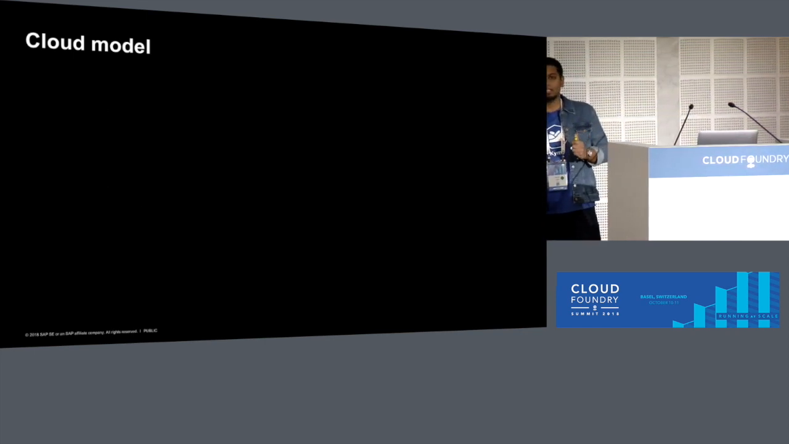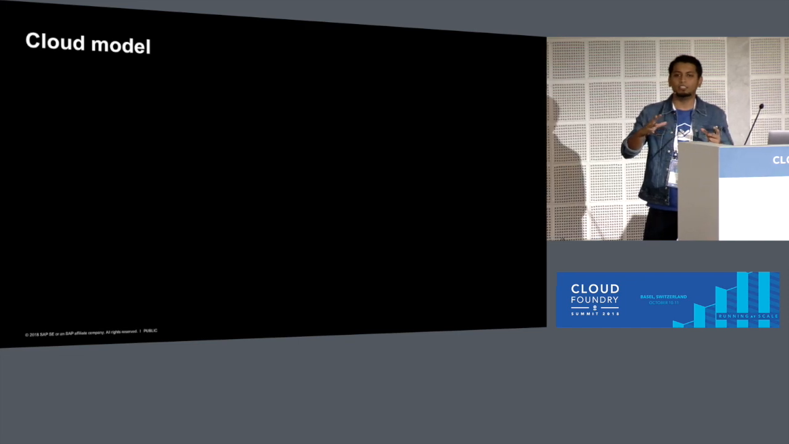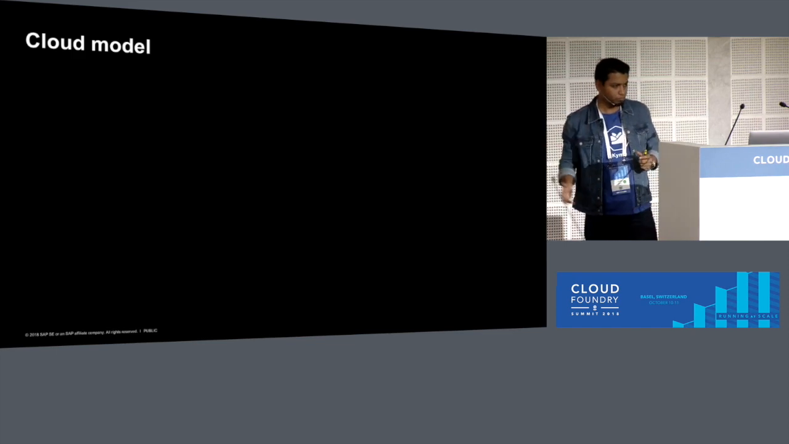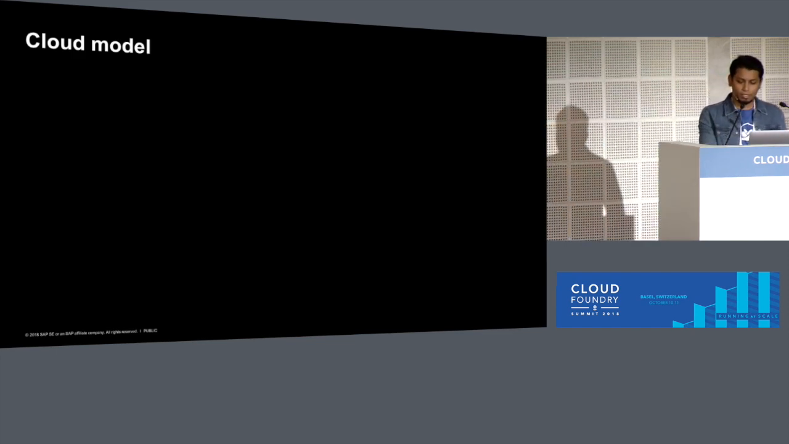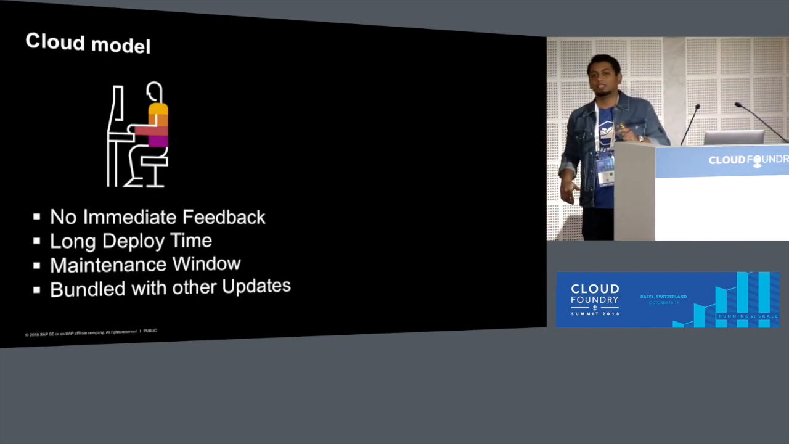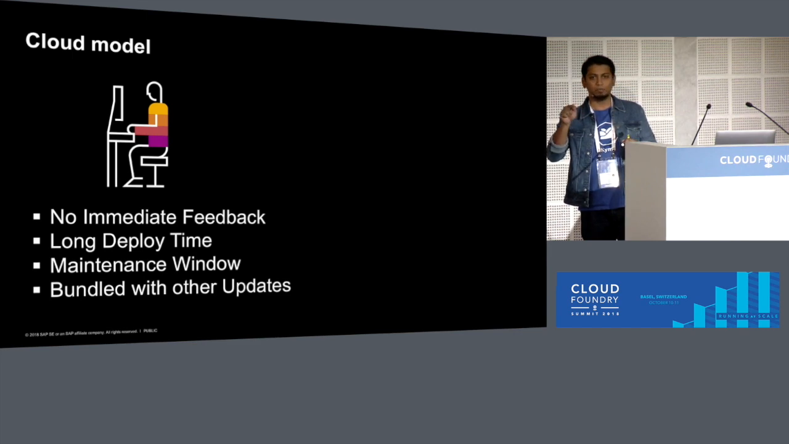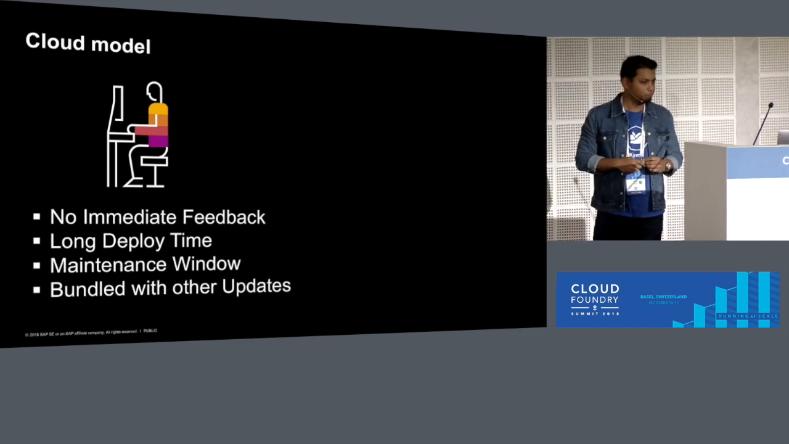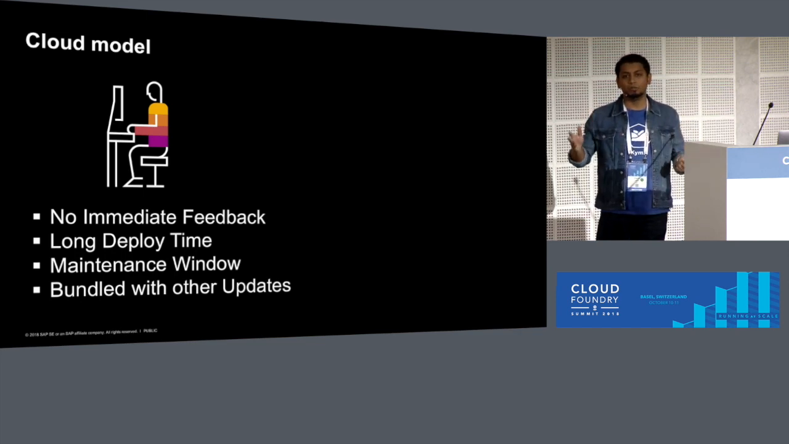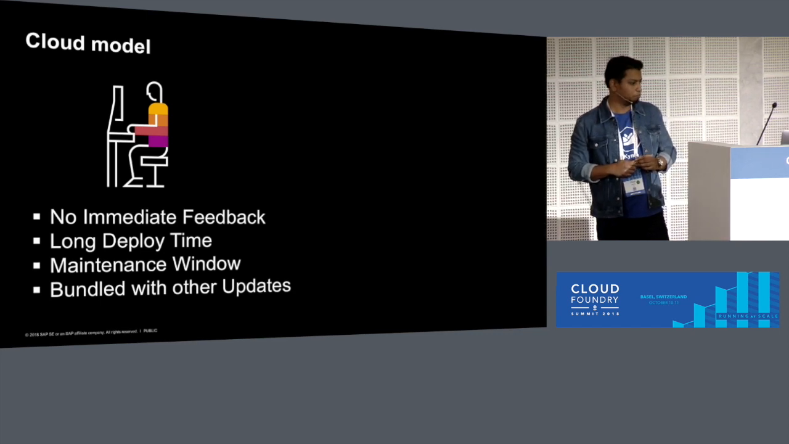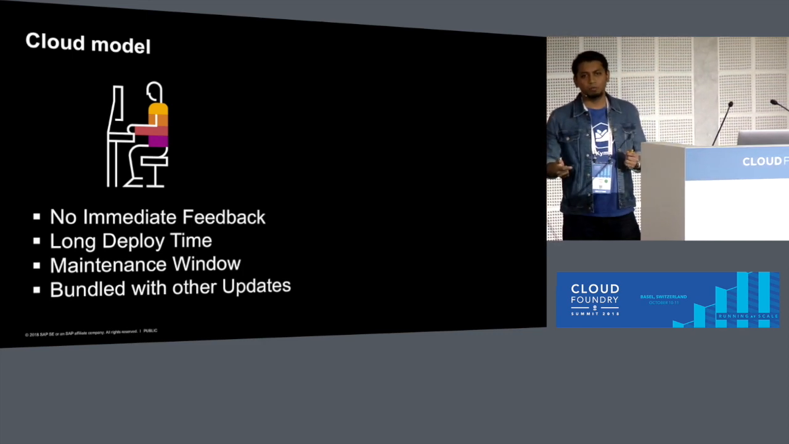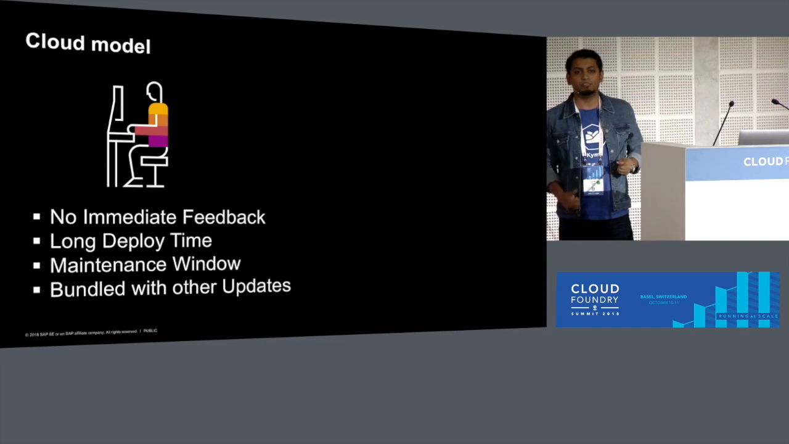Let me set the context. In a cloud model, what happens? Developers would write the extensions and give them to the operator. The operator will package them with the core of the enterprise software and then deploy it. But there are two problems with this. One is that the developer doesn't have close contact with the code. As a result, the operator would deploy on his own schedule. There can be time differences whatsoever, so there is no immediate feedback. And there's a long deploy time along with a maintenance window, because we are dealing with a beast of a software, right? And it's often bundled with other updates. It's done that way because this process is expensive. You don't want to do that too often.